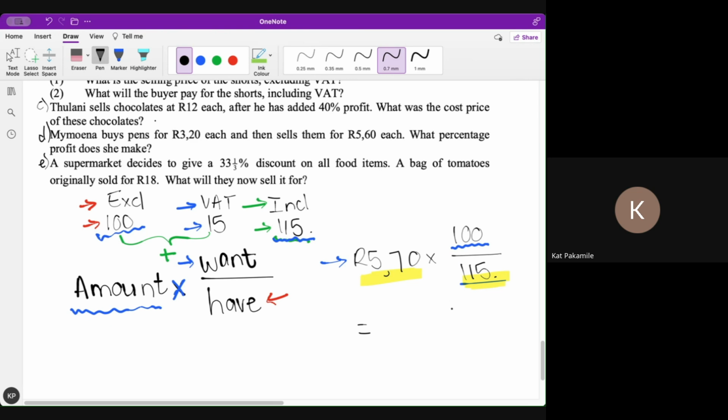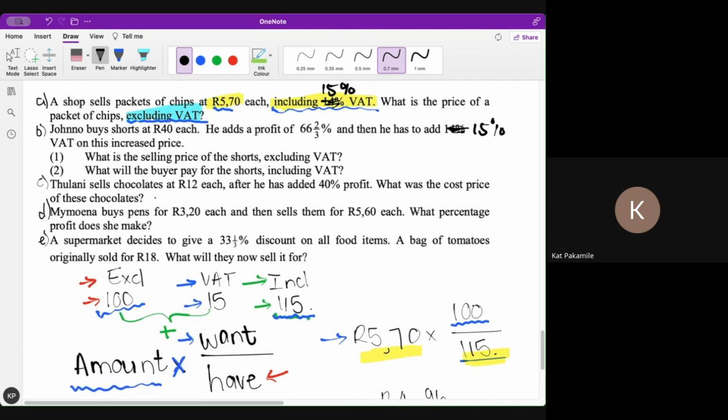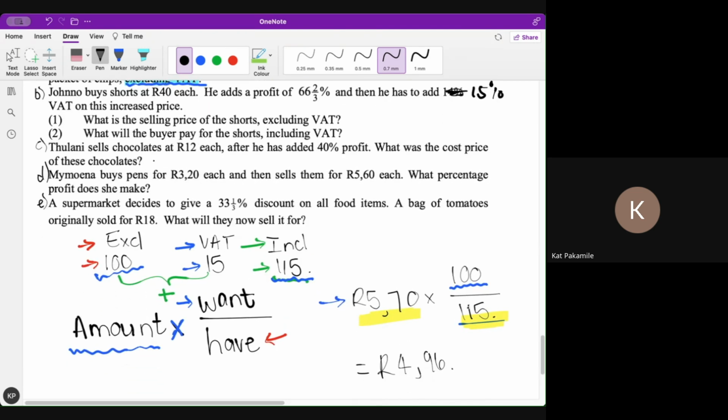What is 5 Rand 70 times 100 over 115? Lindile has been waiting with the answer for a very long time. 4.96. So this would be the price excluding VAT. Do not round off, please. Is it 4.96 or is it 5 rand? What does the calculator say? Must be careful.